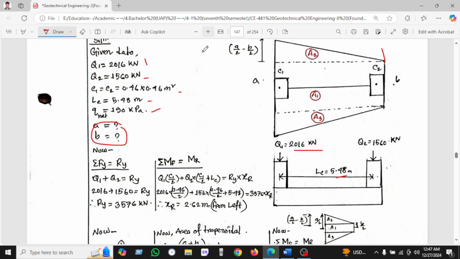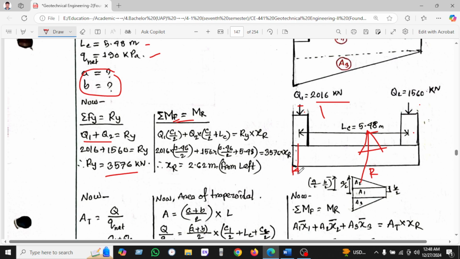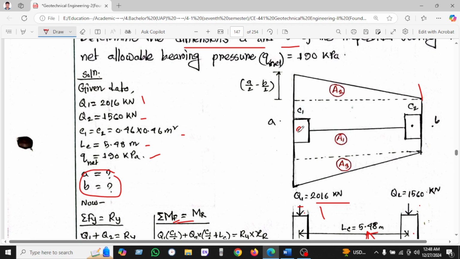So let's see. We know the summation of Fy equals Ry, which is Q1 plus Q2. Here are Q1 and Q2, and Ry is the resisting force. So downward force equals upward force. So upward Ry is 1357. Now we take moment: M force equals M resisting. So Q1, this is the Q1, and the distance is C1 divided by 2. This is the distance we can see here, C1. So the distance is column divided by 2.